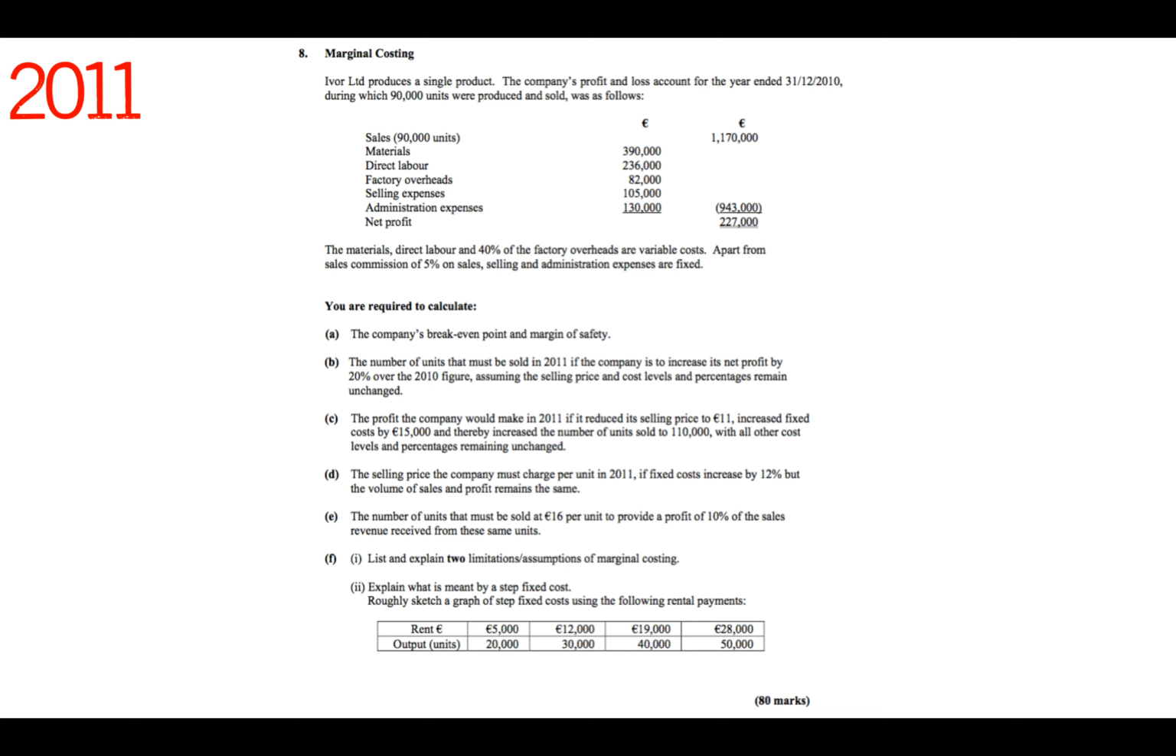So as you can see there, the entire question 8 this time is made up of the marginal costing question. So we can see at times question 8 could be a part A, part B, part C, but this year, 2011, the entire question was made up 80 marks, marginal costing.